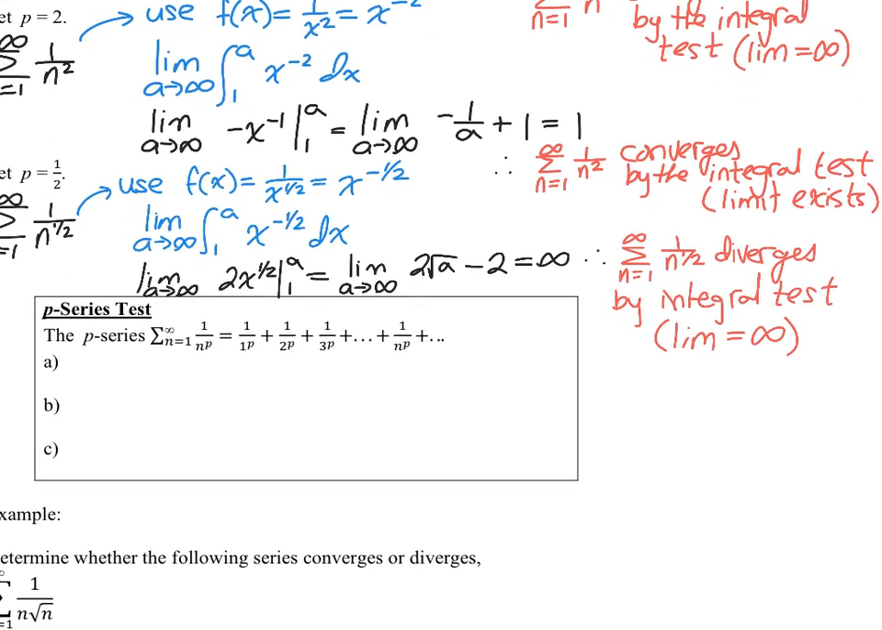And what we're getting from this, first off, I talked about this above, is that any value that is less than 0, any p-value less than or equal to 0, not a p-series.